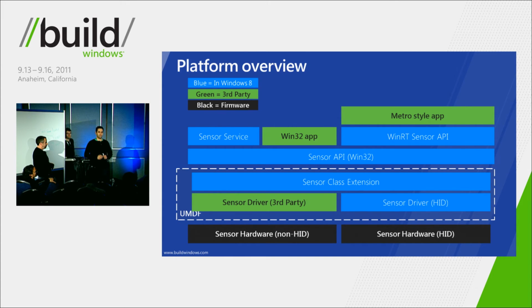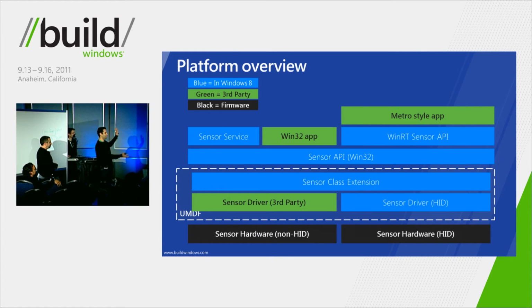Well, in that case, I don't understand why you have sensor driver separate from the sensor class extension. This is actually the entire driver. The class extension is a DLL, or a module, that gets absorbed into the driver to make it compliant with the sensor stack. Yeah, thank you. Again, this isn't a pure driver stack diagram. If I was to draw that, I would probably use up most of the board over here.